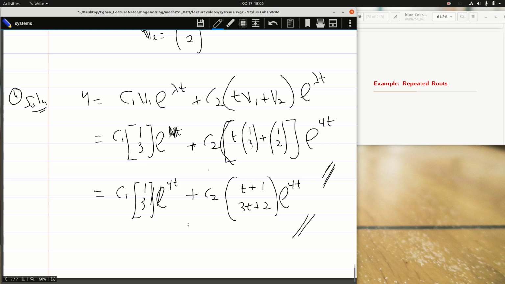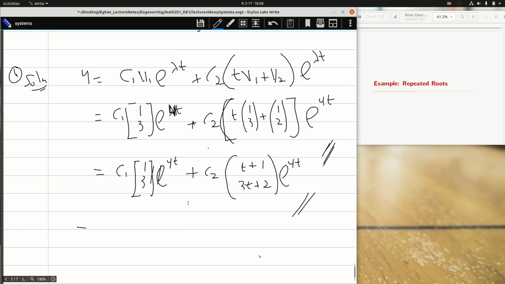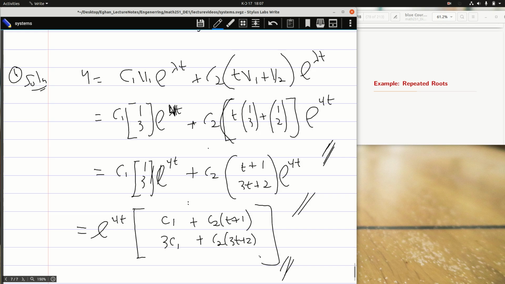In the next video, I will take that of the complex root. Someone will still want to further simplify. It means I can factorize e to the power 4t out. I have c1 plus c2 t plus 1, and 3c1 plus c2 3t plus 2. This is a further simplification of the solution. So that is a matter of choice. And the last example will be on the complex root. Thank you.